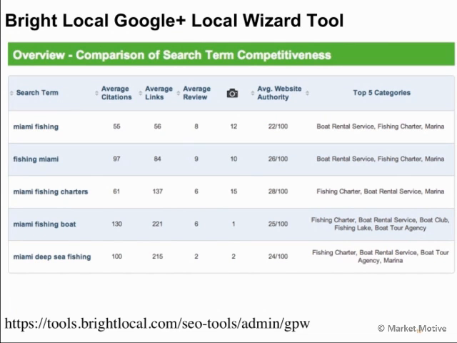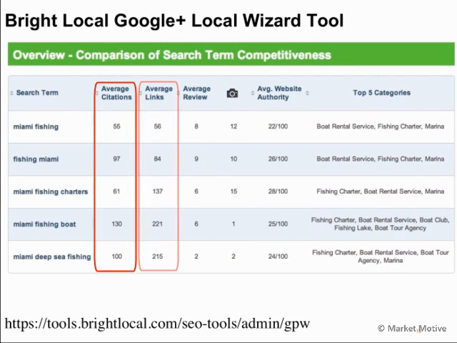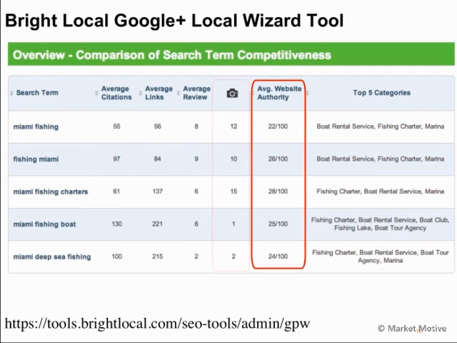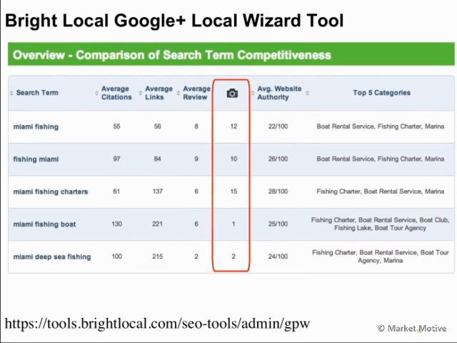You can also try the Bright Local Google Plus Local Wizard tool. This is really handy for checking out different categories and seeing who's ranking and what the competitive nature of that geolocal or that category vertical is like, and see what you might need. You might need more citations or more links or more reviews. The website authority might be higher. People might be sharing more photos depending on what your keyword phrases are going to be.